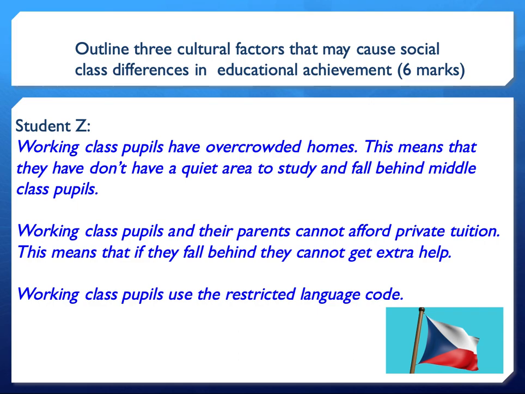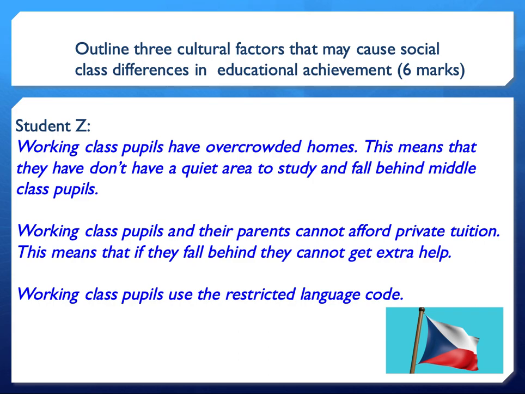The first 2 points. Working class pupils have overcrowded homes. Working class pupils and their parents cannot afford private tuition. Unfortunately, overcrowded homes isn't cultural, so scores 0. And then cannot afford private tuition is also a material factor, so this also scores 0.